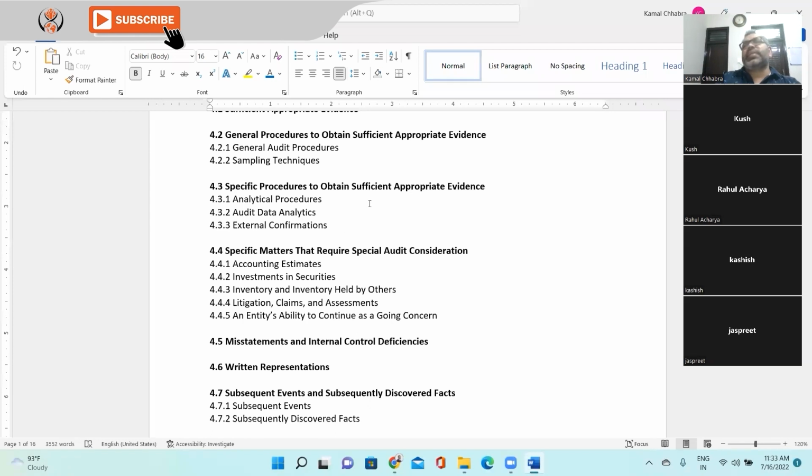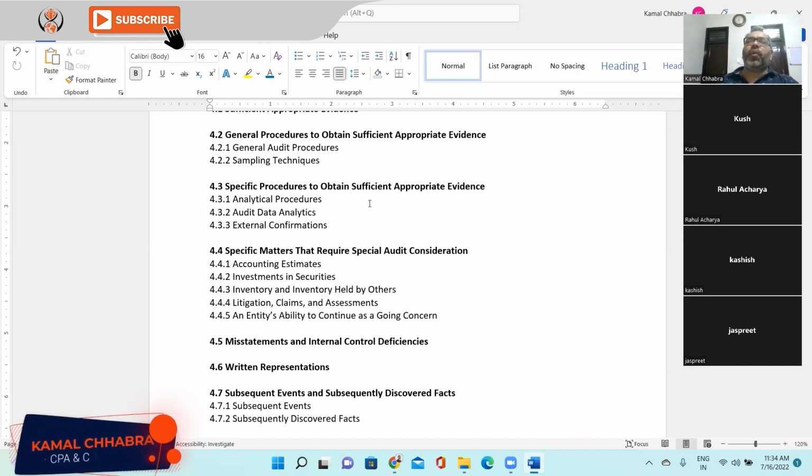And next is the written representation. What is written representation? That is letter of representation, also called written representation. Here, after completion of all the audit and all subjects, you are asking management to give us a confirmation on the management responsibility. What are the two basic management responsibilities? What are the two key management responsibilities?